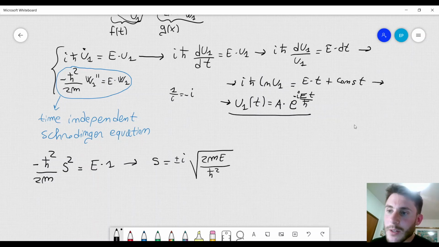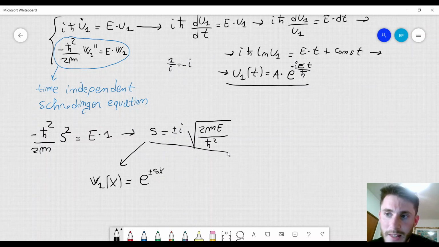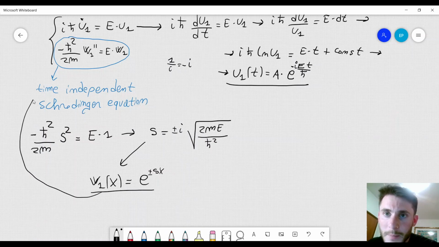Okay, and now that you have the algebraic solution, you can write the solution for w1 of x, because this s here is just the solution to, so if you substitute, for example, e to the plus or minus s times x, you will see that if s is defined like this, then this is a solution to the time-independent Schrödinger equation there.